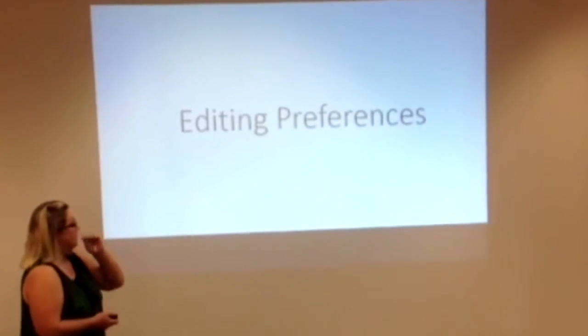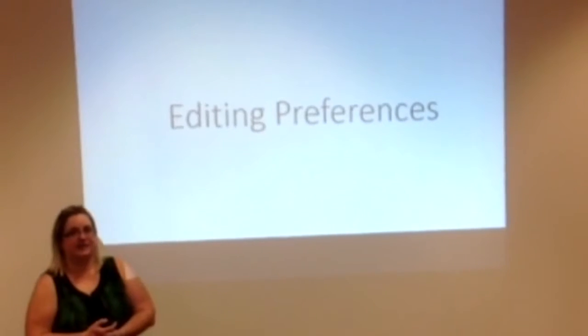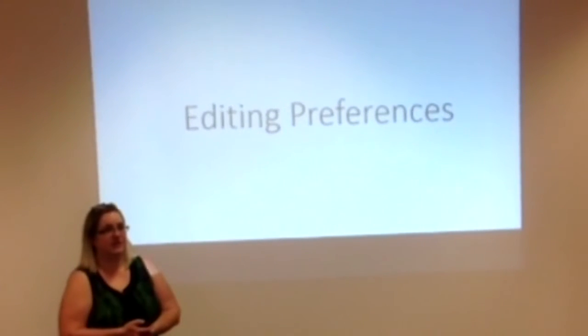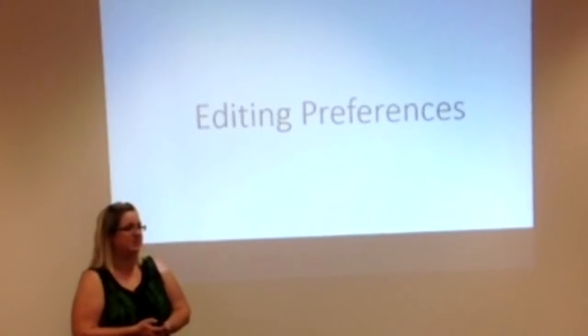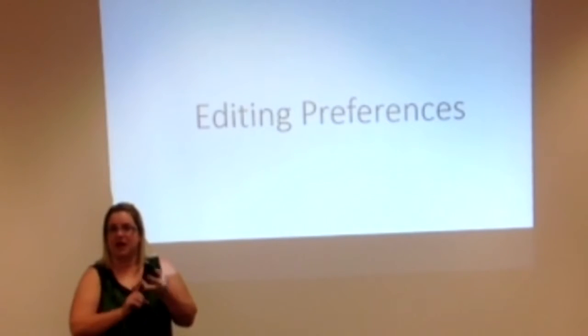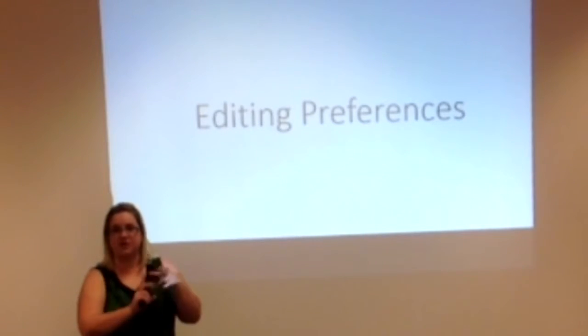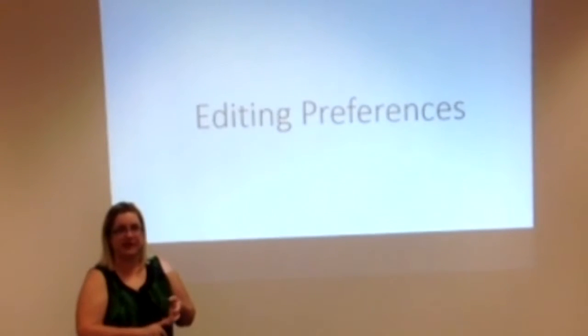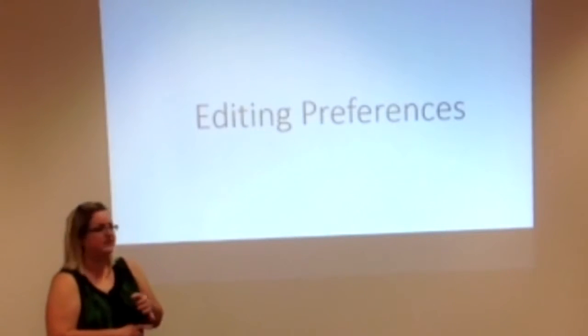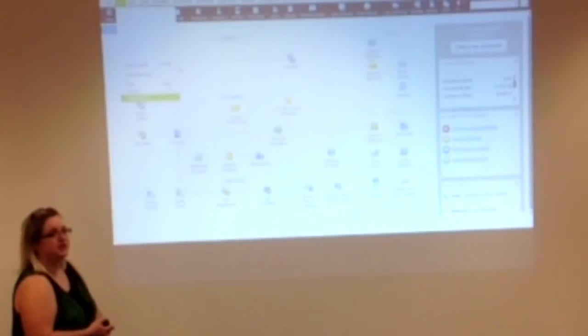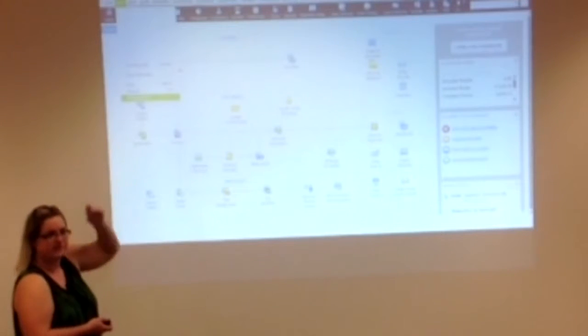So, the first thing that we're going to talk about today is editing preferences in QuickBooks. When I say preferences, I mean your company name, how you want things to show on your home page, on your QuickBooks screen, how you want your transactions to come up when you're entering transactions. And to do that, you go up to your Edit button, and you come all the way down to the bottom, and the selection is Preferences.